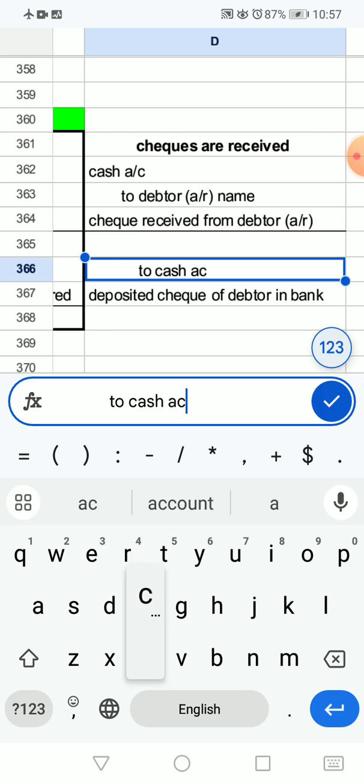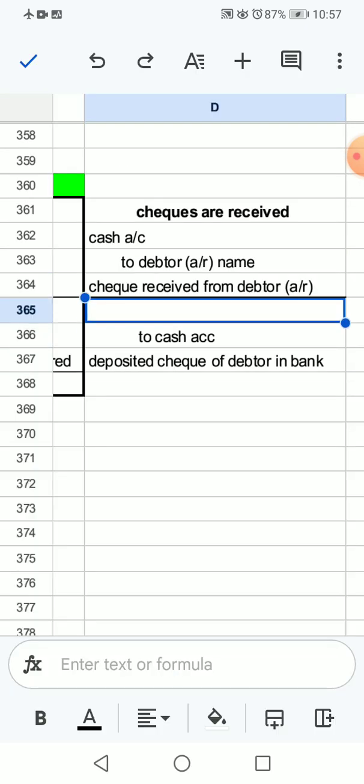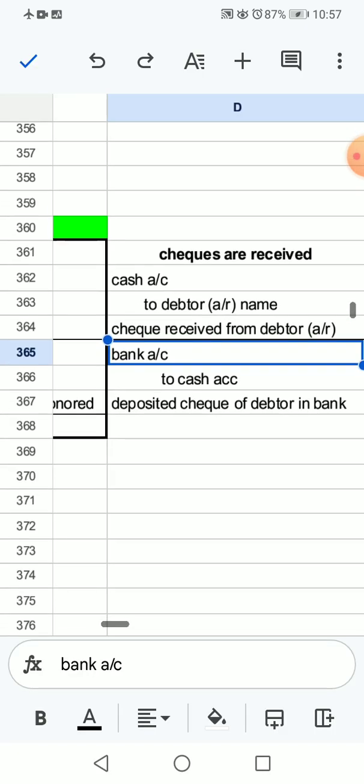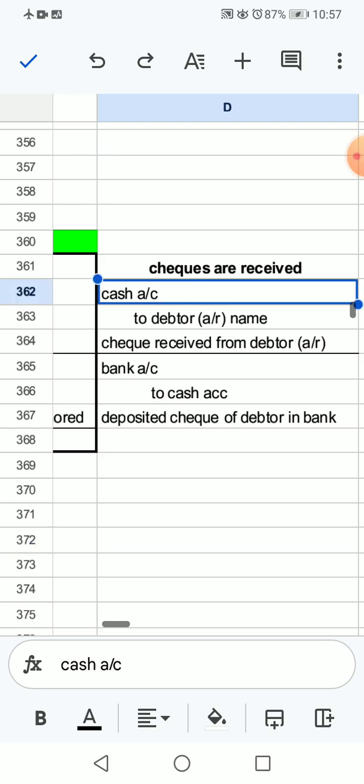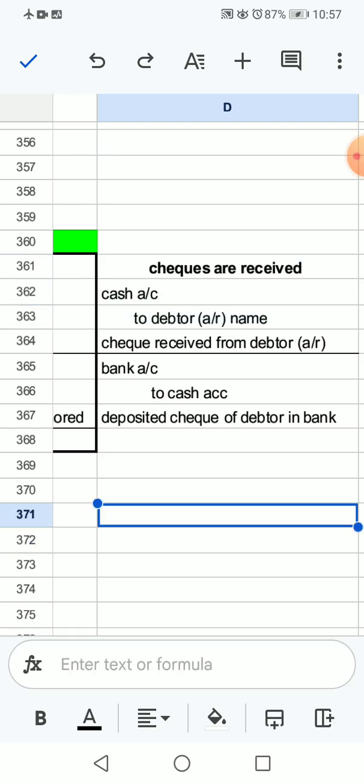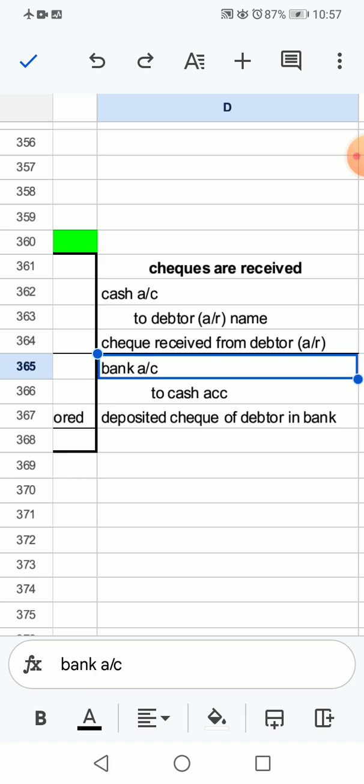Cash account would be credited. And what you have done, you have taken that check into your bank account. Your bank account has been increased. What you will do, you will debit your bank account. In this way, what had happened, here you have received that check, cash to debtor, journal entry, and then you have deposited that check into your bank account. Bank is debit and cash is credit.